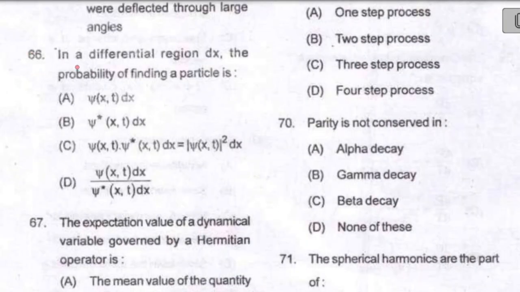Next, 66. In a differential region dx, the probability of finding a particle is given by psi star psi dx, or mod psi square dx. Okay, so C is your correct option.